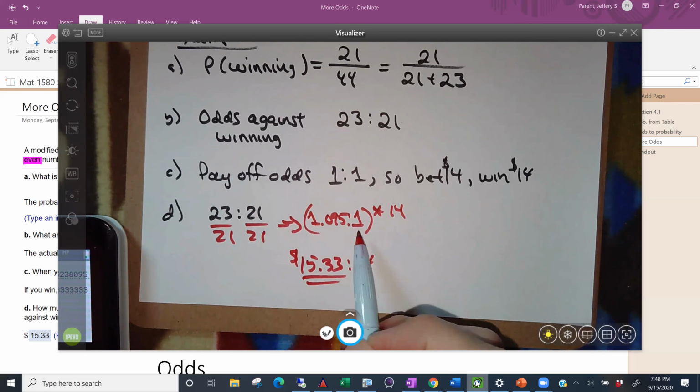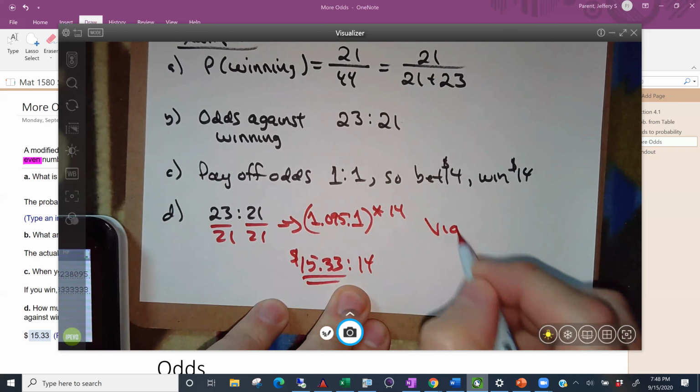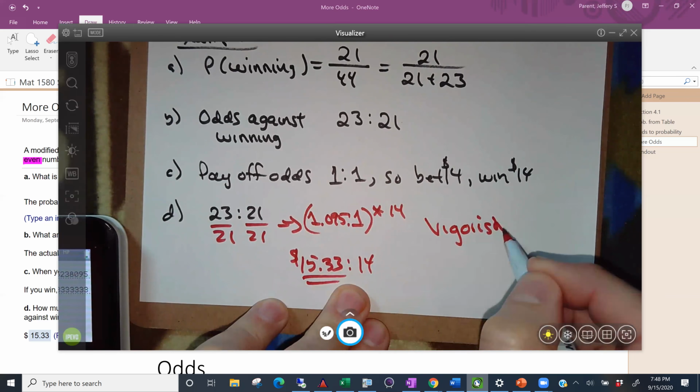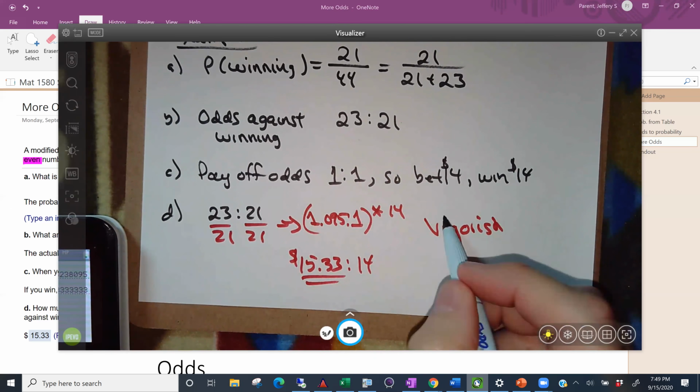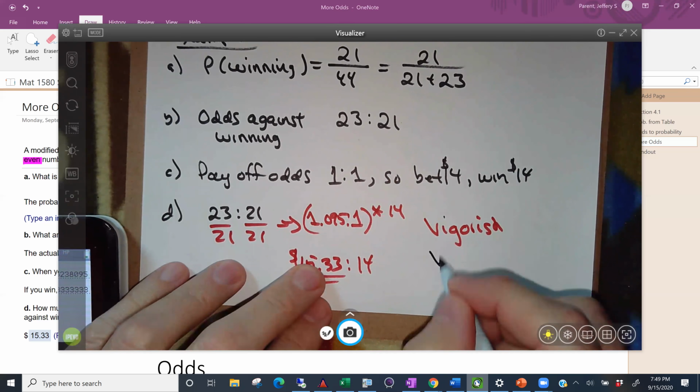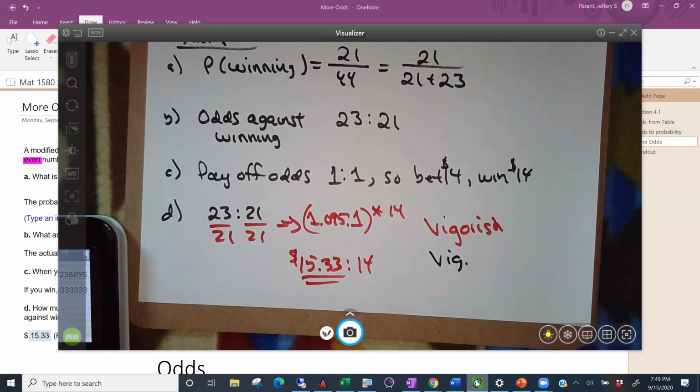Now, this difference between the payoff odds and the true odds is the house's advantage on you. This is not something I'll test you on, but if you ever wanted to look into this more carefully, if you cared about keeping track of your money when you're gambling, you'd want to look up something called the vigorish, or just better yet, the VIG. That's the house's advantage on you. And this is almost a 10% advantage. That's really crappy.